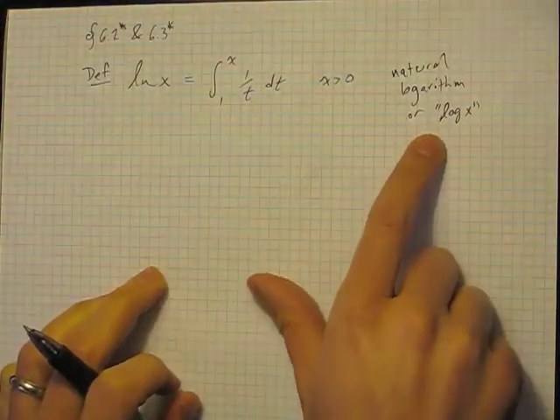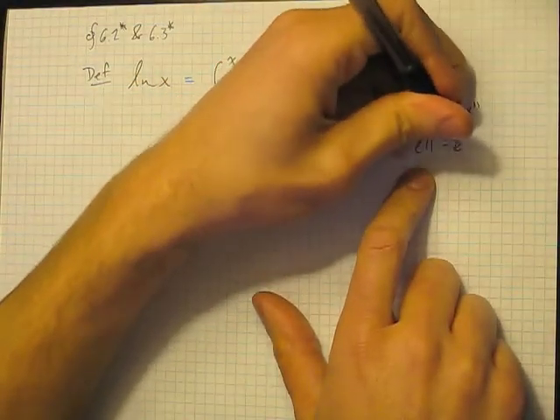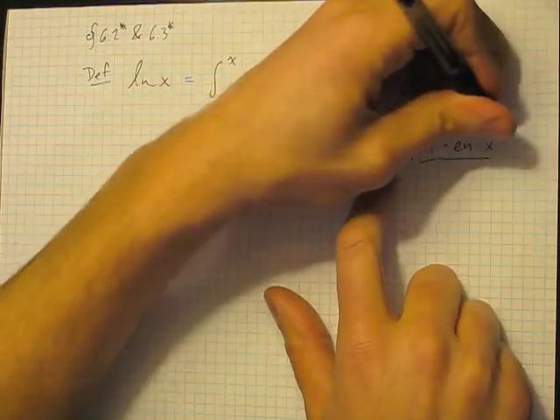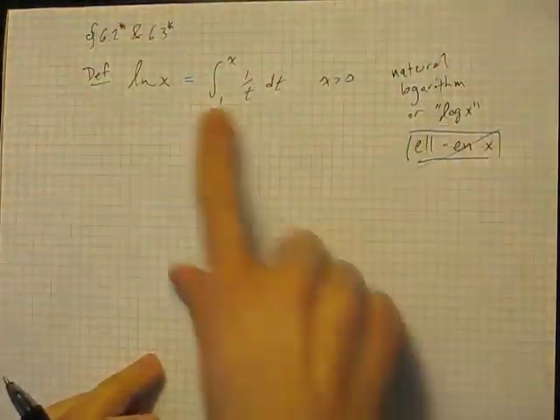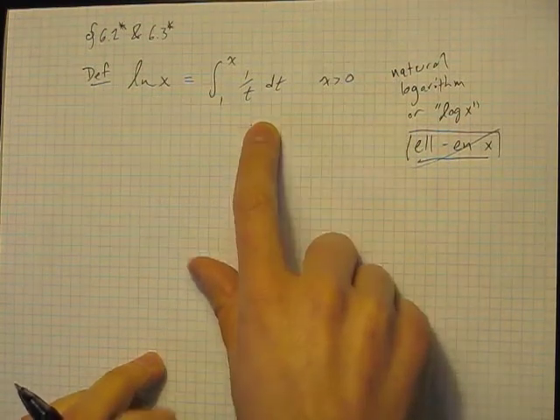Log x. We don't say ln, okay? Don't say ln x. Don't do that. No ln x. Say log x. Say it with me. 1, 2, 3. Log x. Okay, this is the natural logarithm of x.